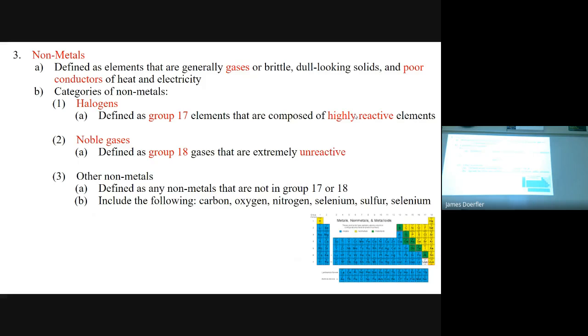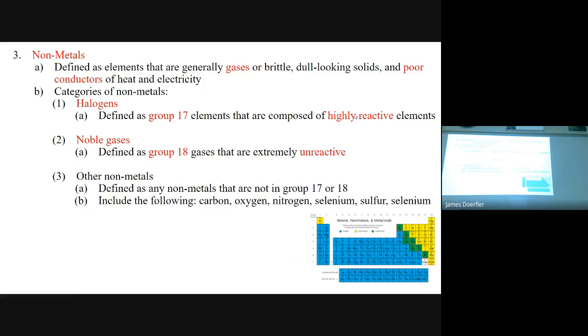And the halogens, excuse me, are group 17. You're also calling group 7. It just depends on which one you look at. They are highly reactive elements. The noble gases are group 18, or also known as group 8. They are extremely unreactive. That's why they are some of the last elements to be discovered, because they just simply would not react with anything we found.